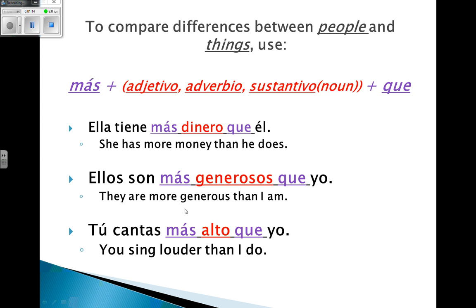And one thing I want to make sure that you realize when you look at this: when we describe using an adjective, remember adjectives need to agree with the noun they're referring to. So it's always the first noun. This is ellos generosos, okay? So we have an example of comparing things with a noun, dinero, with an adjective, okay? And here it's an adverb, so saying louder.